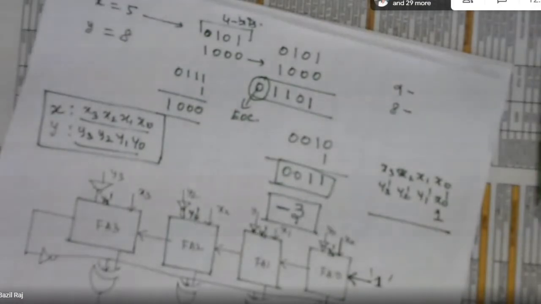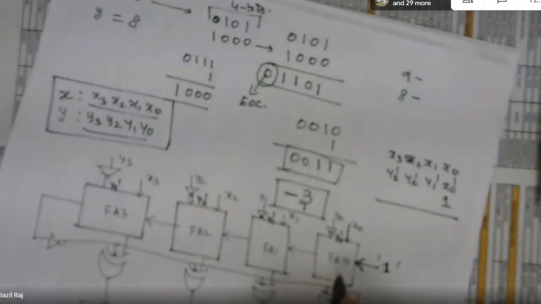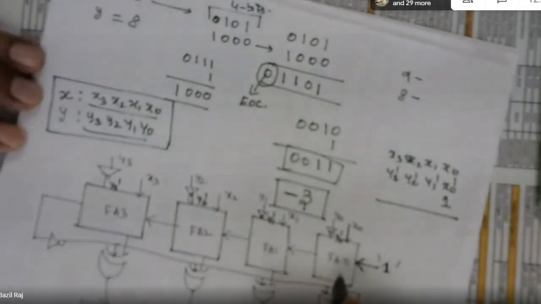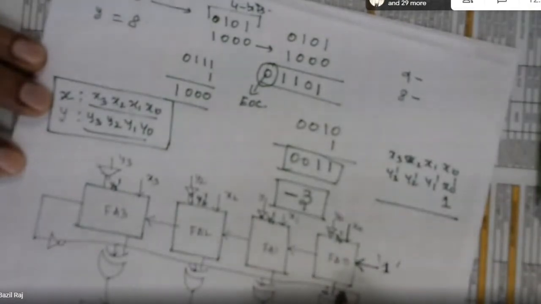In that case now, FA0, FA1, FA2, FA3 is just an adder only, not a subtractor. But the addition is happening of the 2's complement of y with the x now, right? That is the reason why we have to choose the full adder in the beginning, unlike our first half adder in our parallel addition, right? So 1 is here.